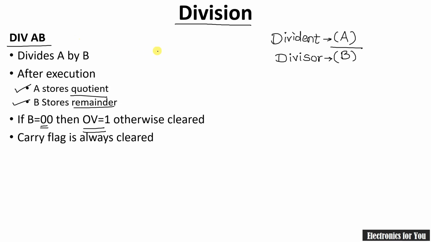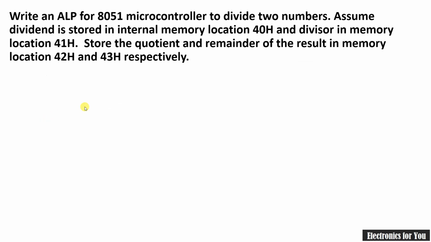Okay, so remember, the dividend must be stored in A and the divisor should be in B, where after execution, the accumulator stores the quotient and the B register stores the remainder.